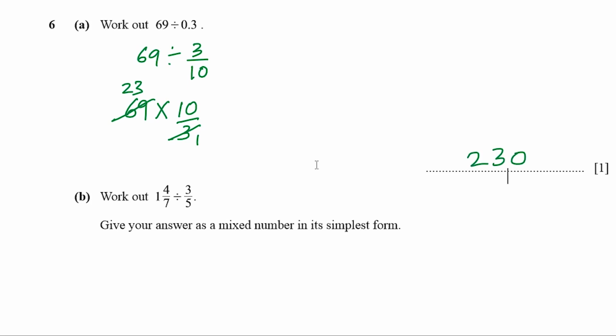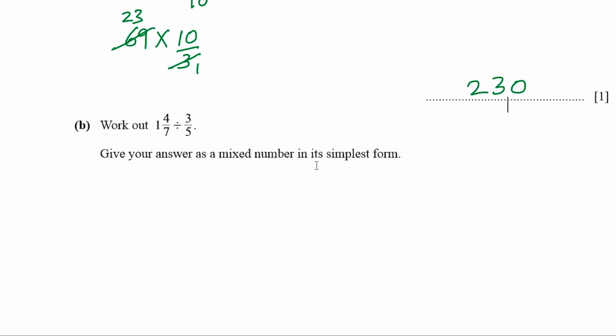Part B, we are given two fractions. We have to work out 1 whole 4 over 7 divided by 3 over 5. Give your answers as a mixed number. In this question it is stated that we have to give the answer as a mixed number in its simplest form. So mixed number means in this pattern, 1 whole 4 over 7. This type of answer should be there.